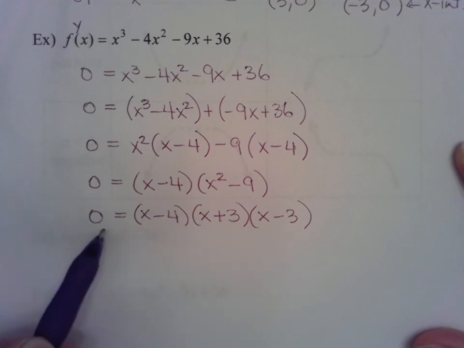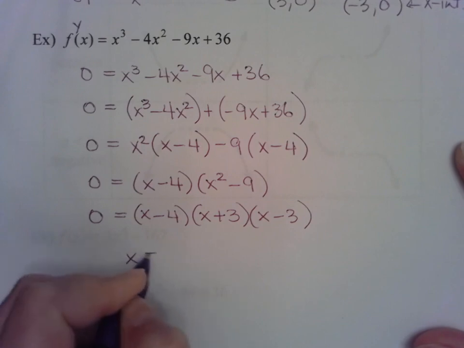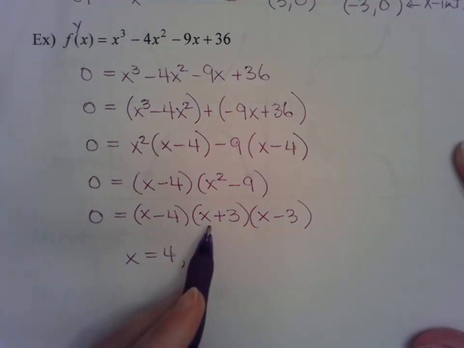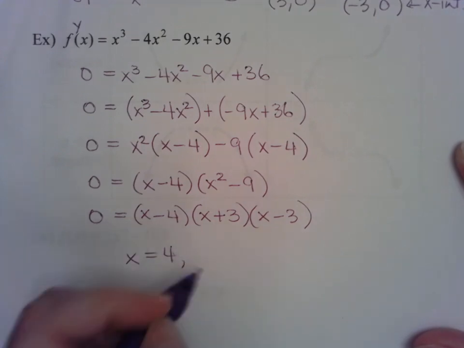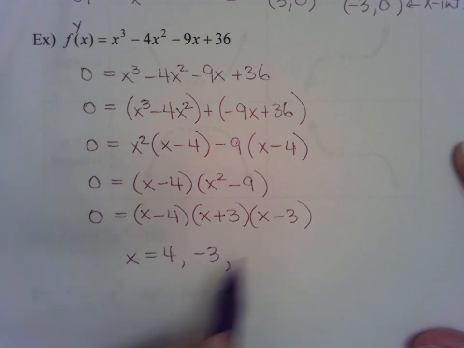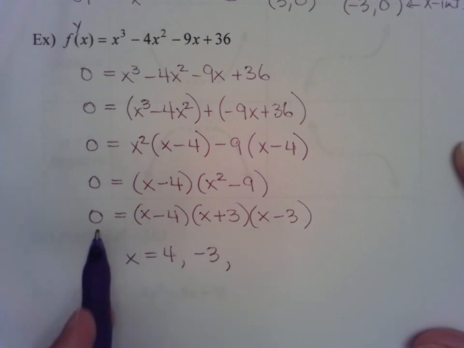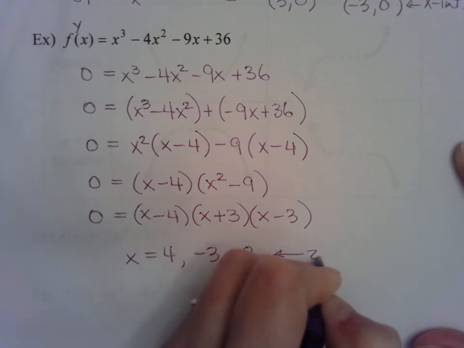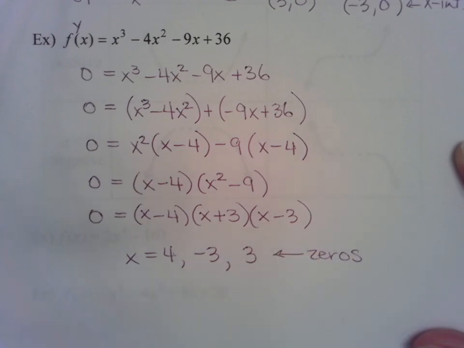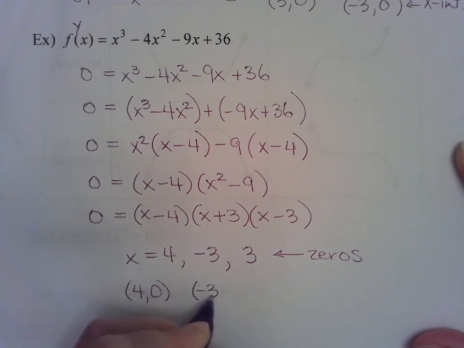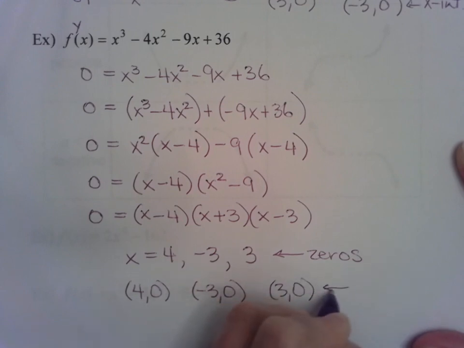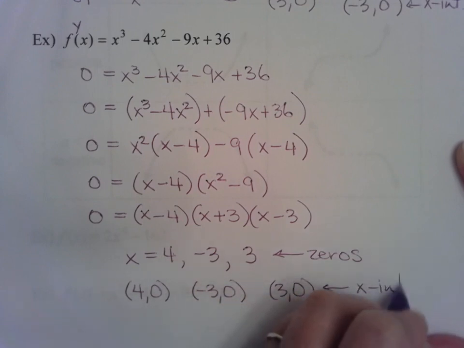So if I set x minus 4 equal to 0, I'm going to get 4. If I set x plus 3 equal to 0, I'm going to get -3. And if I set x minus 3 equal to 0, I'm going to get 3. Okay, and these are my zeros. If you wanted to write them as points, it would be (4, 0), (-3, 0), and (3, 0). These would be my x-intercepts.